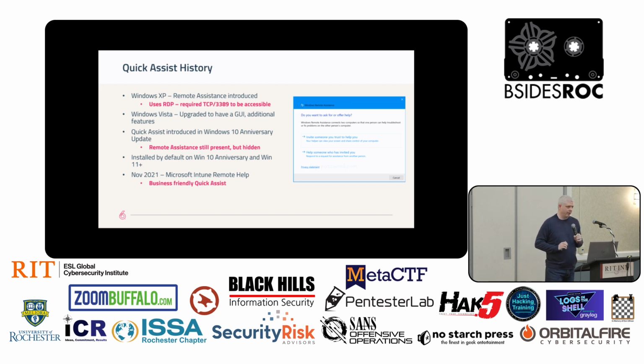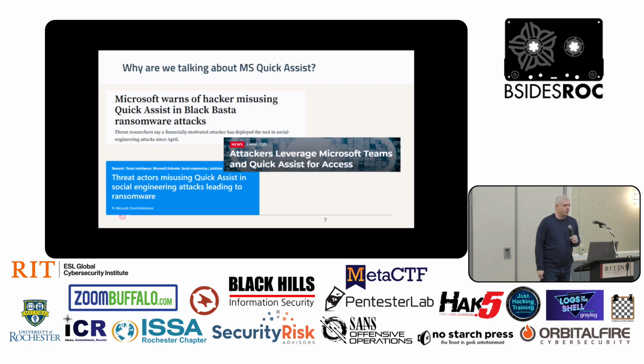This will come into play later on. So remember that there is a pay version of Quick Assist. All right, so why are we even talking about this? Well, Quick Assist is being used by attackers to get into organizations. It's used in social engineering attacks. It has been used by Black Basta for ransomware attacks, as well as many other threat actors out there. Why? Well, because it's installed by default on Windows.